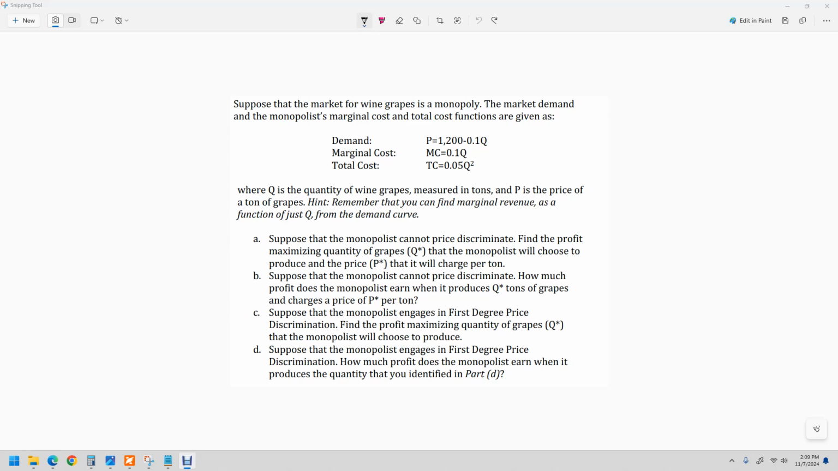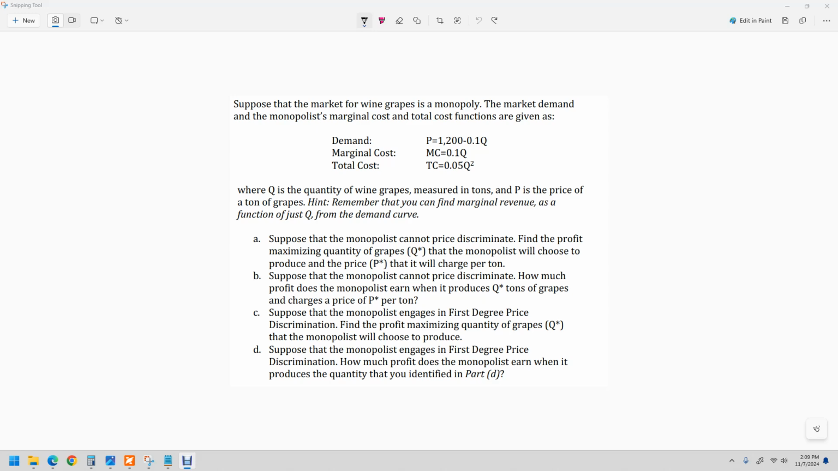Okay, so we've got this monopoly for a product. The product doesn't really matter, but it's grapes to make wine, yum. We've got a demand function right here. This is actually an inverse demand function. We've got a marginal cost function, total cost function. The only reason we need that is so that we can derive the marginal cost function, but that's already done. And it says, remember that you can find marginal revenue as a function of Q just from the demand curve.